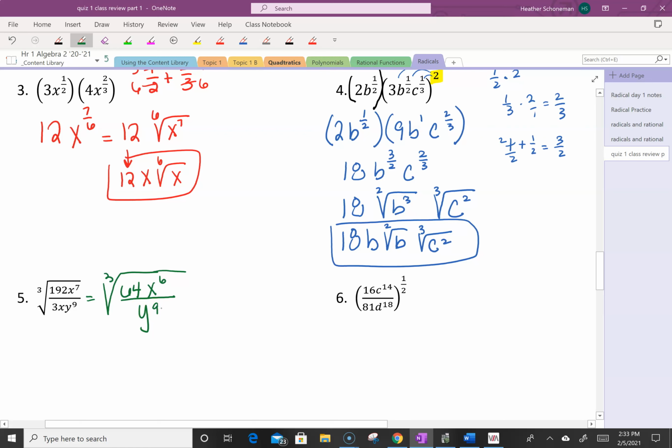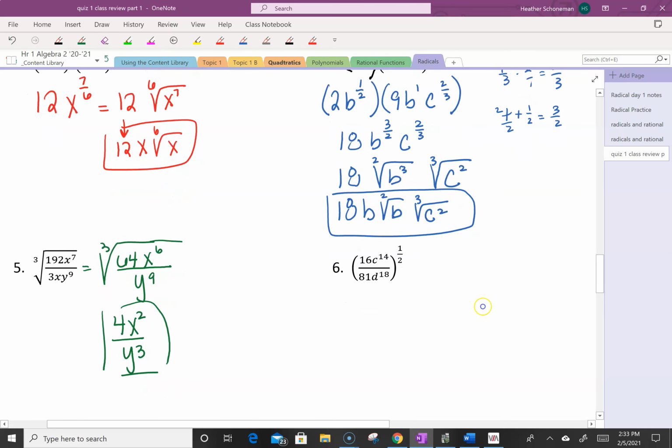Now I'm going to take the cube root of everything. The cube root of 64 is 4. With the x's, I'm looking for groups of 3, so how many groups of 3 are in 6? Well, there's 2. How many groups of 3 are in 9? There's 3. And we're done.